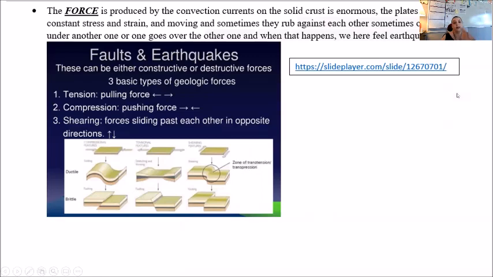We can't really talk about faults and earthquakes without talking about force. Those convection currents acting on that solid crust are enormous. So the plates undergo constant stress and strain, and moving, they rub against each other. One can go under the other. We've kind of talked about that.